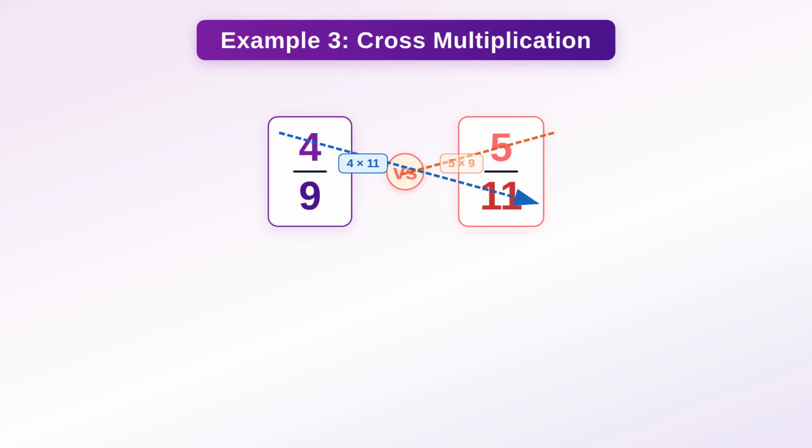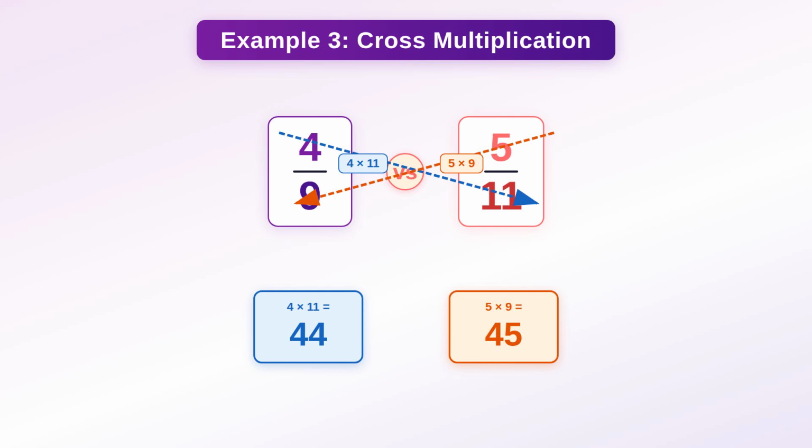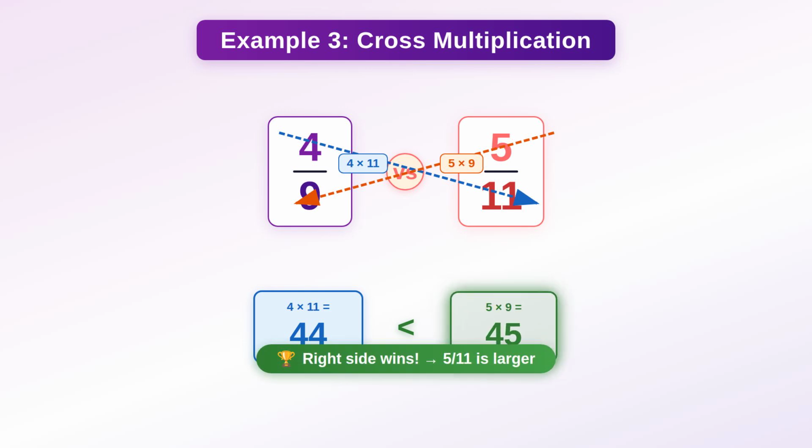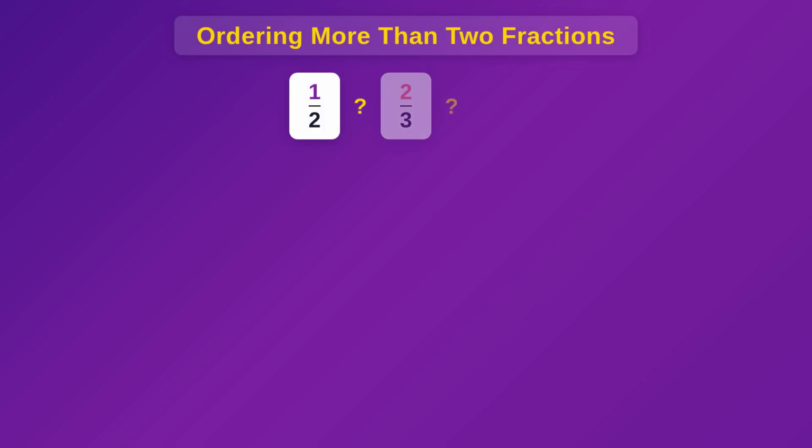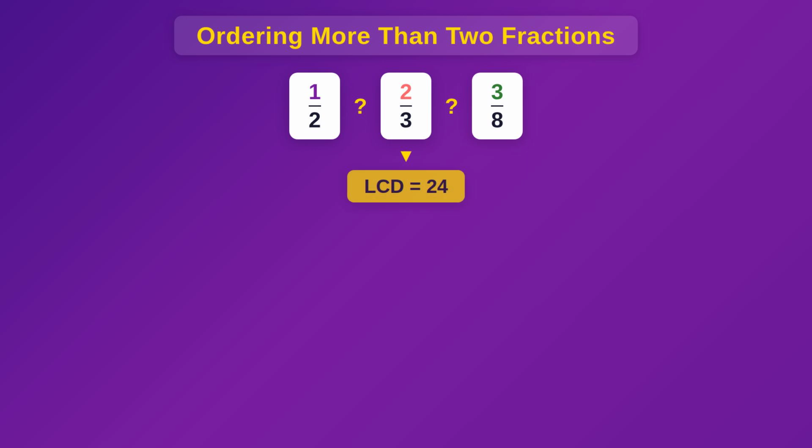Now let's use cross-multiplication. Compare 4/9 and 5/11. The denominators are different and the numerators are different, so let's cross-multiply. Multiply 4 times 11, that gives us 44. Now multiply 5 times 9, that gives us 45. Compare 44 and 45. 45 is bigger. The 45 came from the right side, meaning 5/11 is the larger fraction. So 4/9 is less than 5/11. Without cross-multiplying, this would be really hard to see, but look how easy it was.